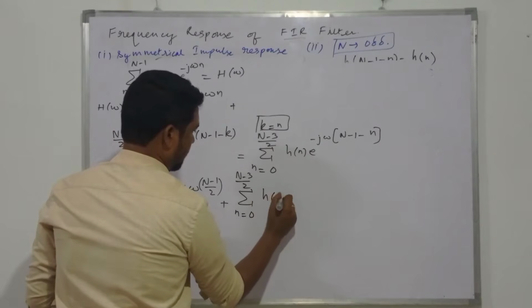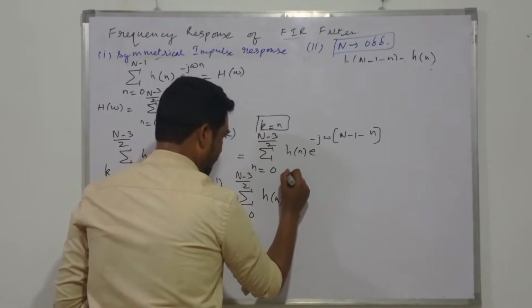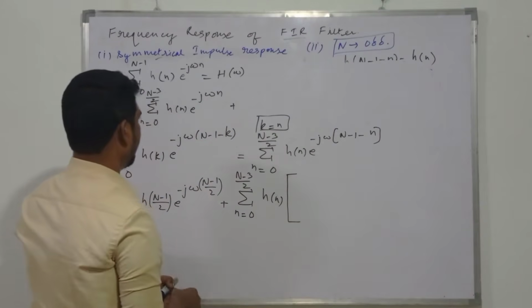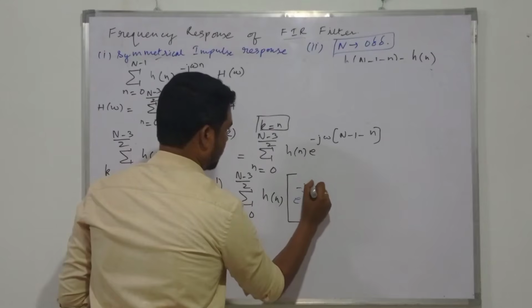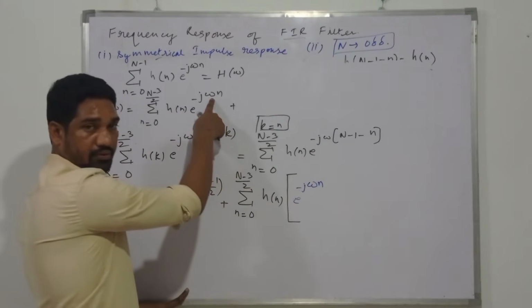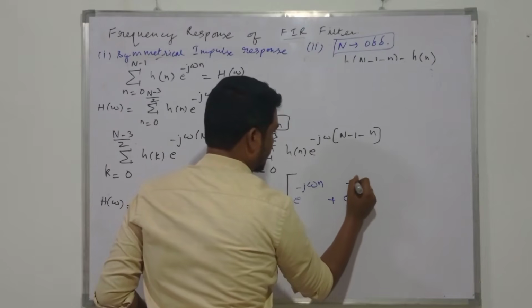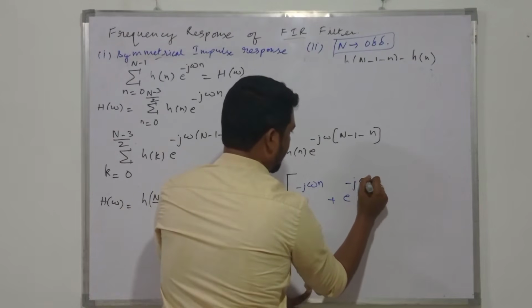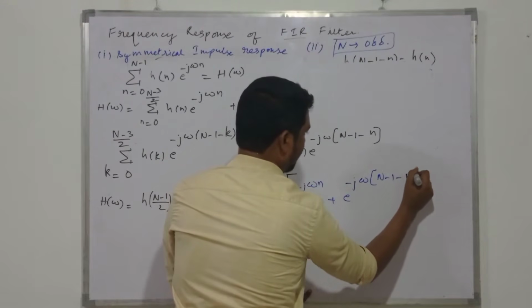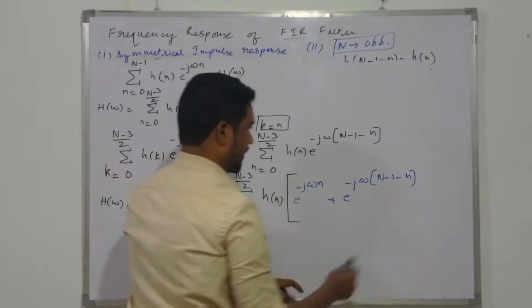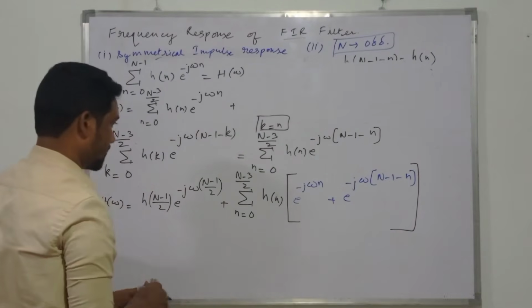Even h of n can be taken out. H of n and h of n. Close the big brackets here, and we have e raised to minus j omega n from here, right, plus e raised to minus j omega (n minus 1 minus n) from this term. Close the big brackets over here. Okay, so this is the transformation.